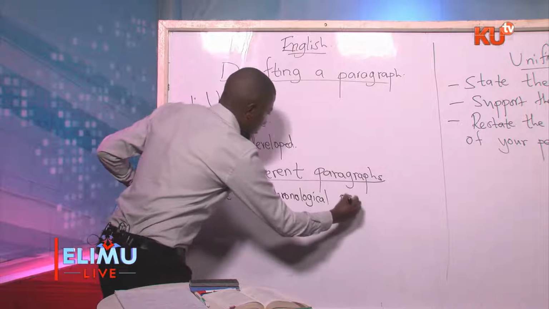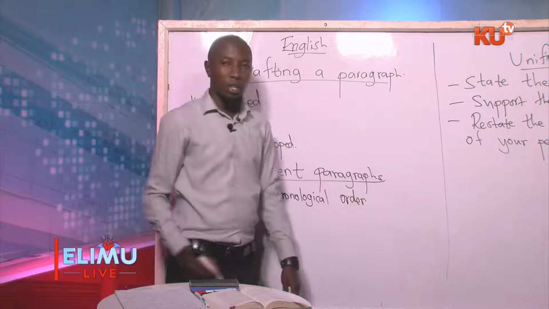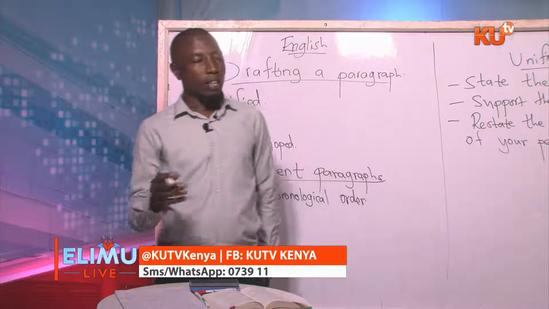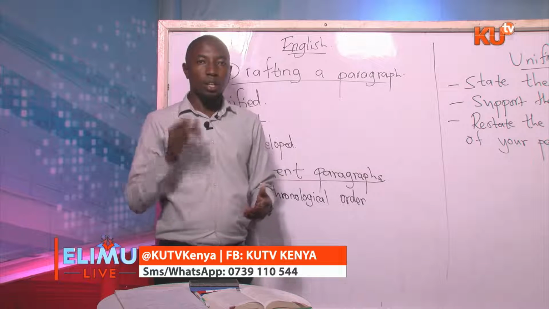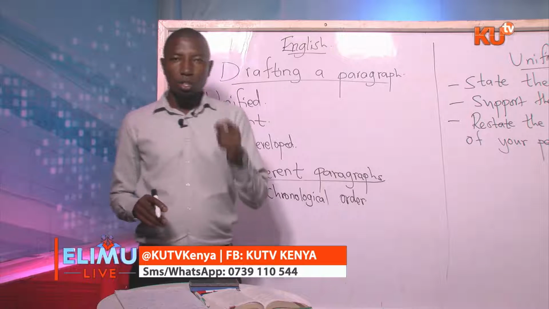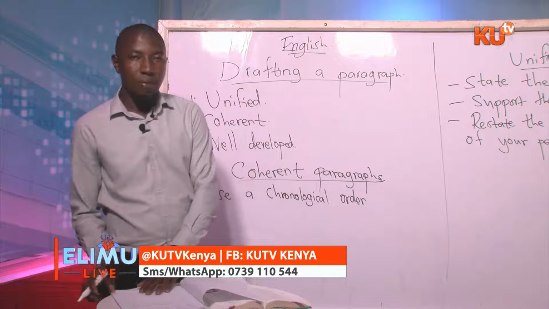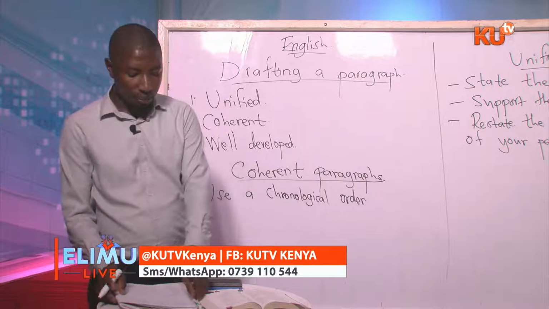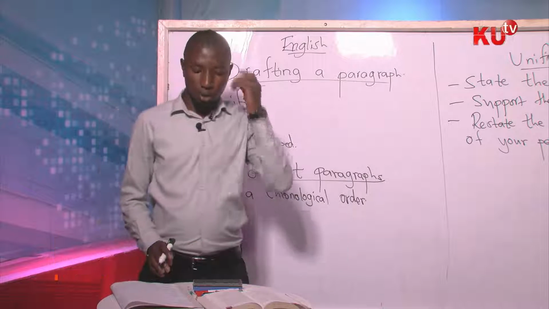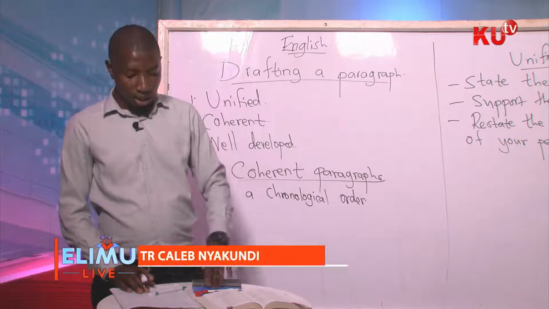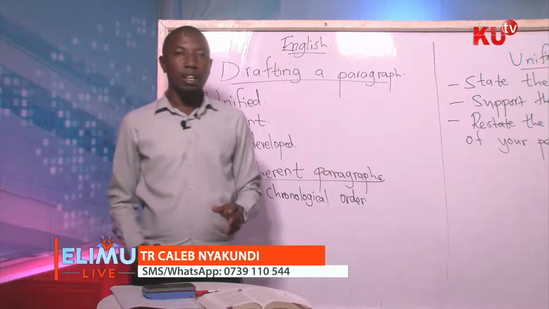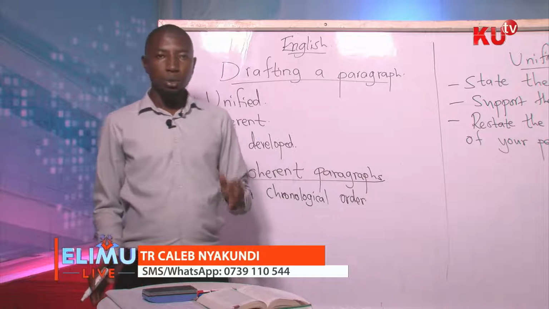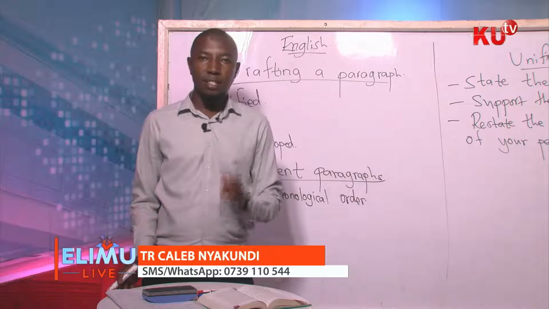That is coherence. So how do you build coherence in a paragraph? One of the ways of developing coherence in a paragraph is using a chronological order. Using a chronological order when stating the sequence of activities that happen in your story or in your piece of writing. Chronological order simply means that you start with first things first.